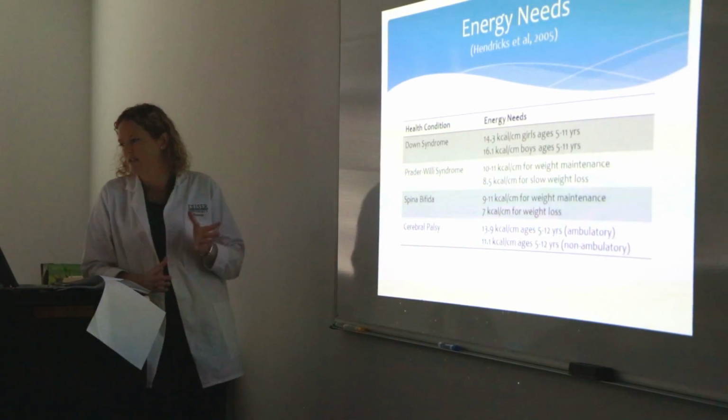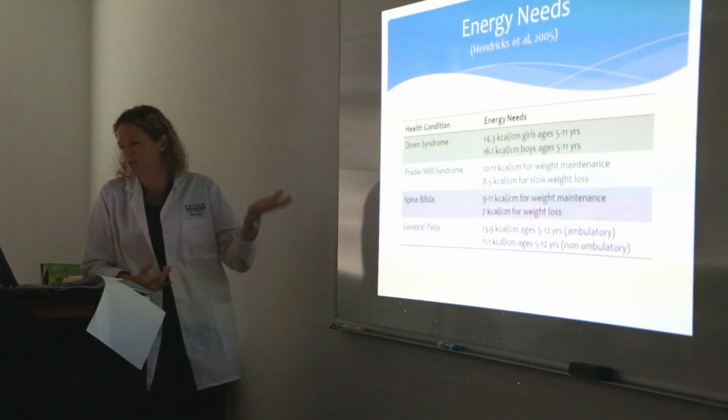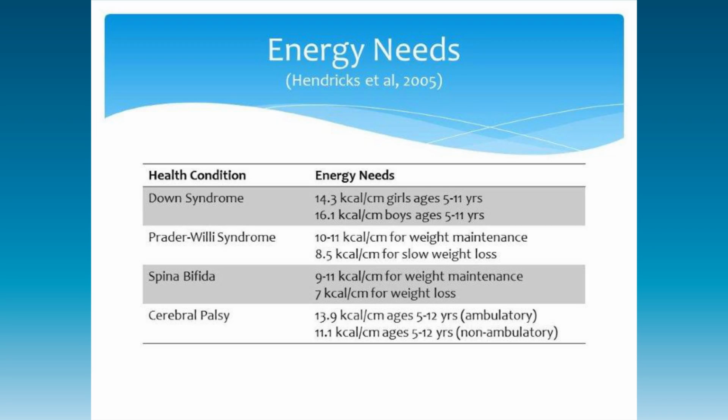Okay, so this table was put together and just shows those last 4 developmental disabilities and their calorie needs, because it can be really tricky assessing calorie needs for these patients, especially, again, they can range from mild to severe, and so it is tricky. But you base it off of their height. So, for instance, Down syndrome for girls, 14.3 calories per centimeter. So that's a good starting point. That's what I would use this for, as a starting point, and then just keep track, plot them on the growth chart, see how that's working for them. Might need to be adjusted.